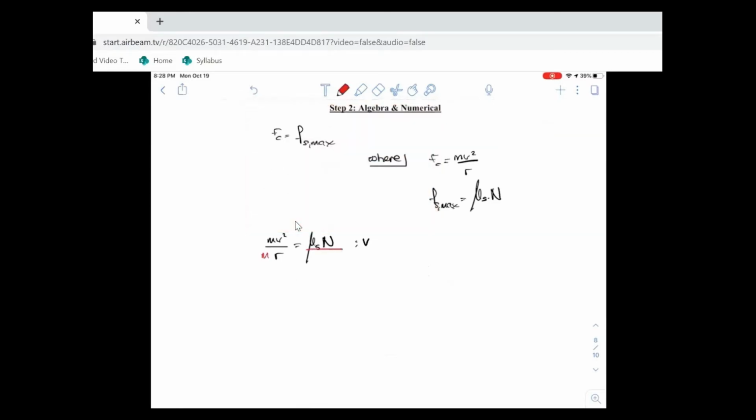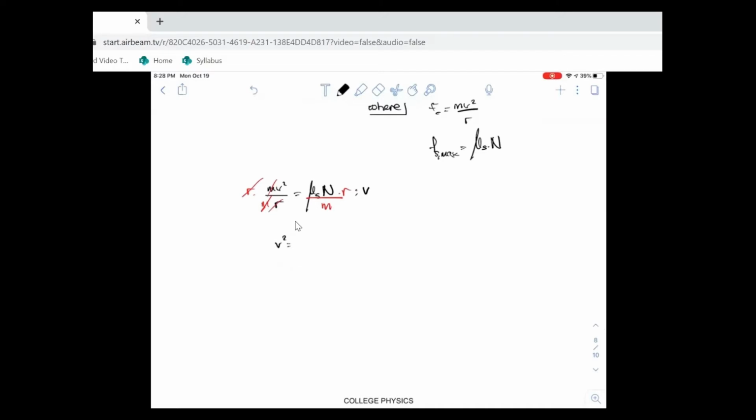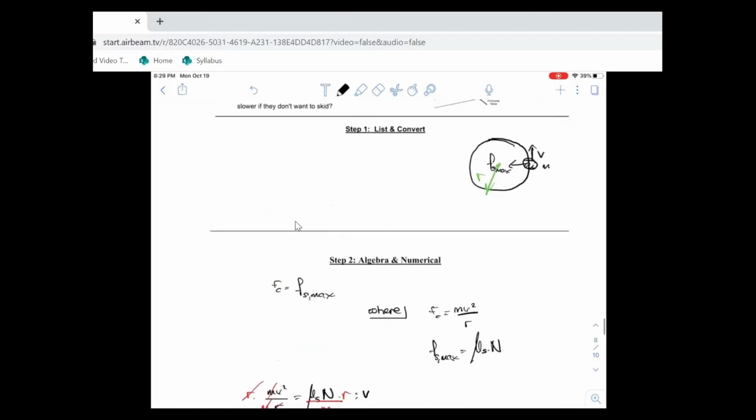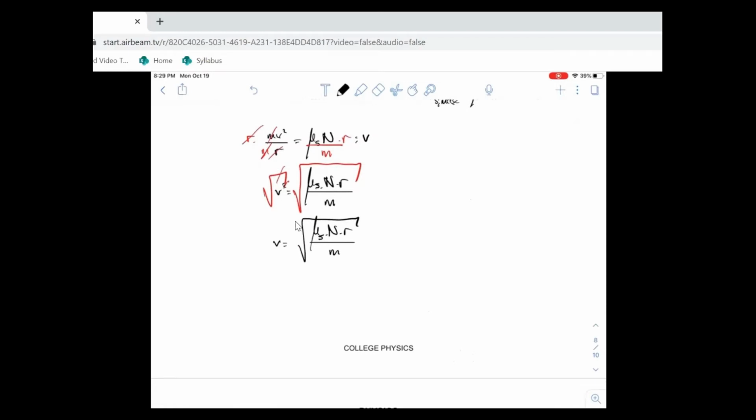Get rid of m, and then get rid of r. So we get v squared equals mu sub s times N times r divided by m. Get rid of the square, and just stop at this point. In this case, you don't have any numbers. This is the way we normally would do physics problems. We don't usually worry about the numbers that much until we're done with the problem. And then at that point, if you want to test to see if the solution is correct, that's when we worry about the numbers.